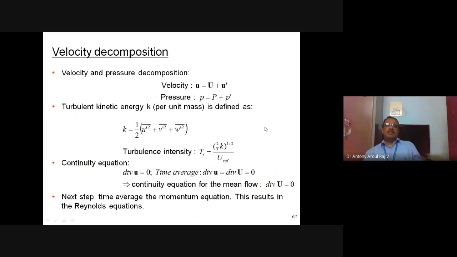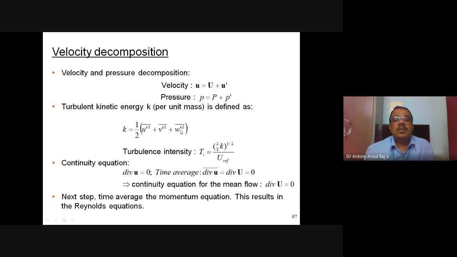Similarly, the turbulent intensity you can find out by one more parameter called turbulent kinetic energy. So what is turbulent kinetic energy? It is u dash square, v dash square, w dash square divided by 2. What is the meaning of that? It is turbulent kinetic energy per unit mass. If it is mv square, it is going to be kinetic energy. So m is not there, so then it is per unit mass.